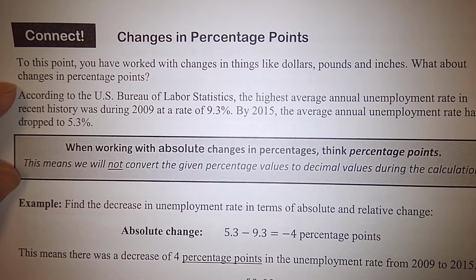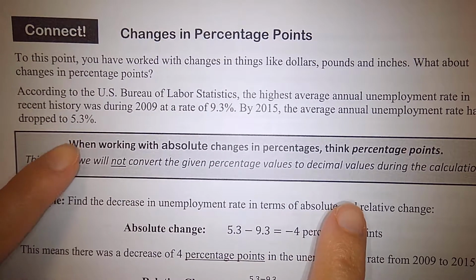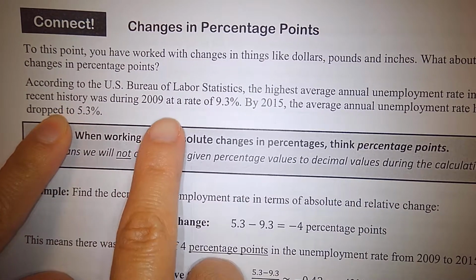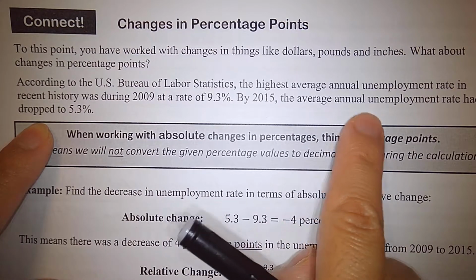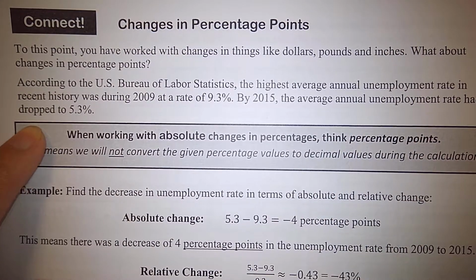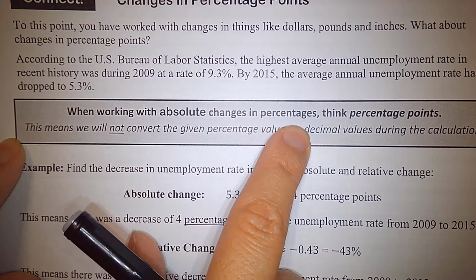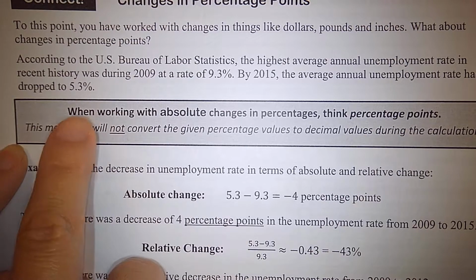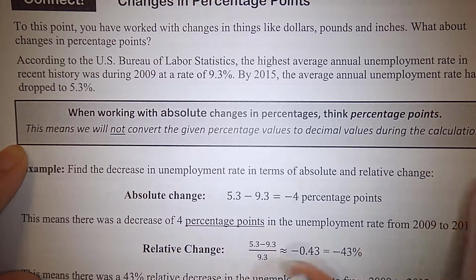To this point, you have worked with changes in things like dollars, pounds, and inches. What about changes in percentage points? According to the U.S. Bureau of Labor Statistics, the highest average annual unemployment rate in recent history was during 2009 at a rate of 9.3%. By 2015, the average annual unemployment rate had dropped to 3.45%. When working with absolute changes in percentage, think percentage points. This means you will not convert the given percentage values to decimal values during the calculation.